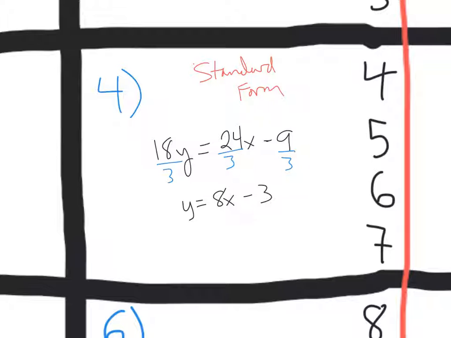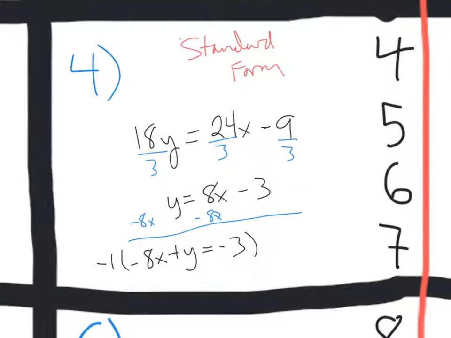Okay, that is slope-intercept form, but we want to move that into standard form. So I'm going to subtract 8x here, subtract 8x here, and you'll get a negative 8x plus y is equal to negative 3. And remember, we don't really like having this front term as a negative, so go ahead and multiply that whole thing by negative 1 to change that front term sign, and what you end up with in red is 8x minus y is equal to 3. And there is your standard form.